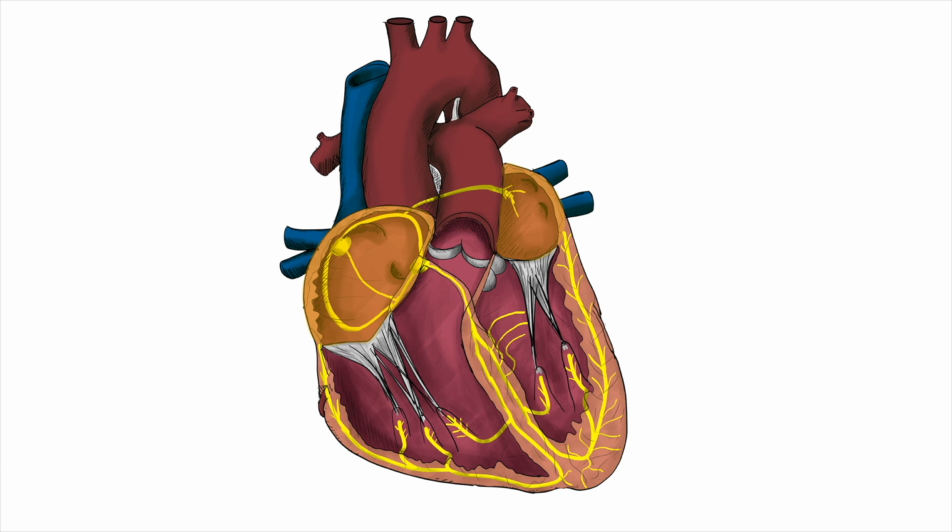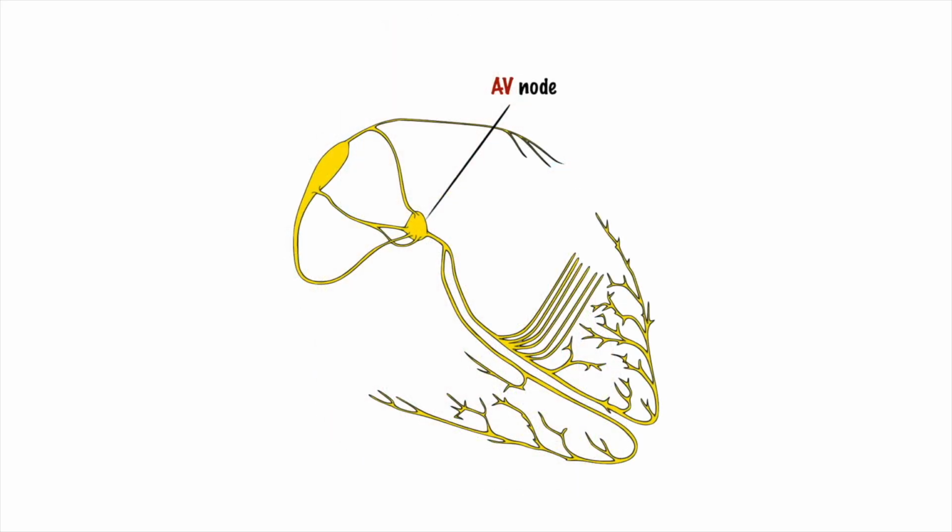Well, in order to fix this, the heart has its own delay mechanism built into the pathway. This delay mechanism is called the atrioventricular, or AV node. The conduction through the AV node is much slower than through the rest of the heart, and it's this that allows the atria to fully empty before the ventricles contract.